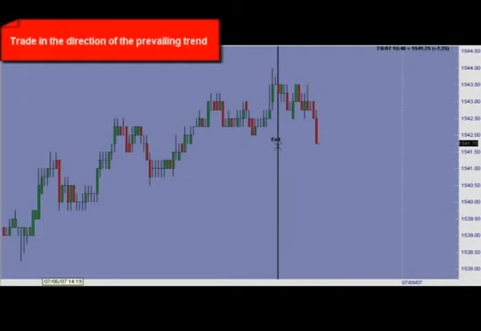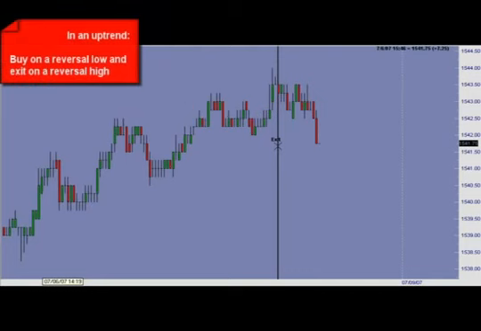Don't try to trade both ways, particularly as a beginner. Take advantage of the prevailing trend. If it's an uptrend, then buy on the low, exit on the high, and if it's a downtrend, sell on the high and exit on the low. And it's just that simple to profit with reversal magic.